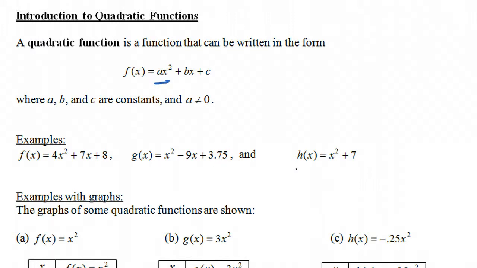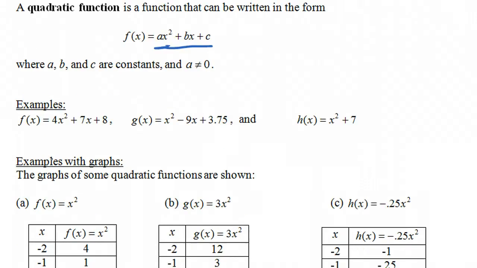Okay, and the last one, h of x equals x squared plus 7. That certainly doesn't look like it has this form. And notice you're missing the x term, you're missing the bx, but you could think of b as being 0. So this is really like 1x squared plus 0x plus 7. Okay, so it is a quadratic function. Okay, the b is allowed to be 0.